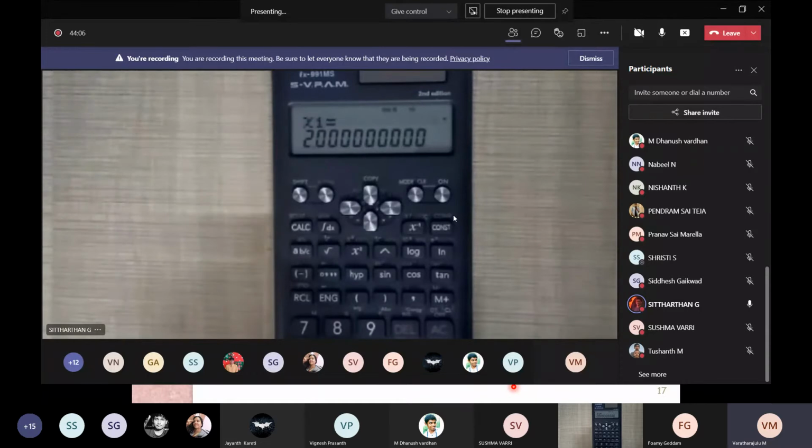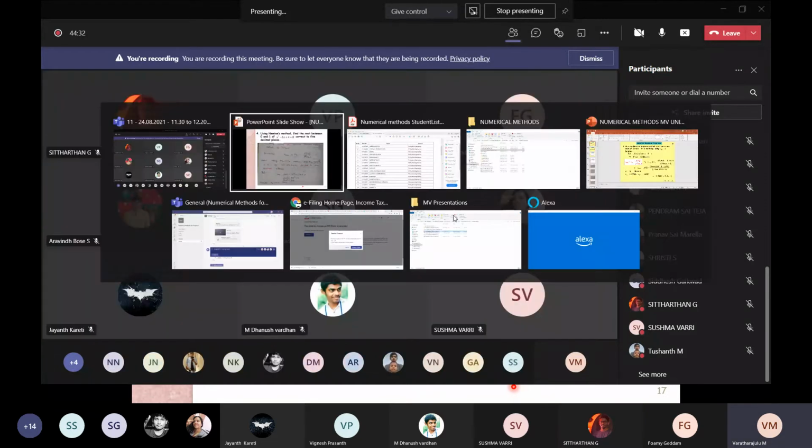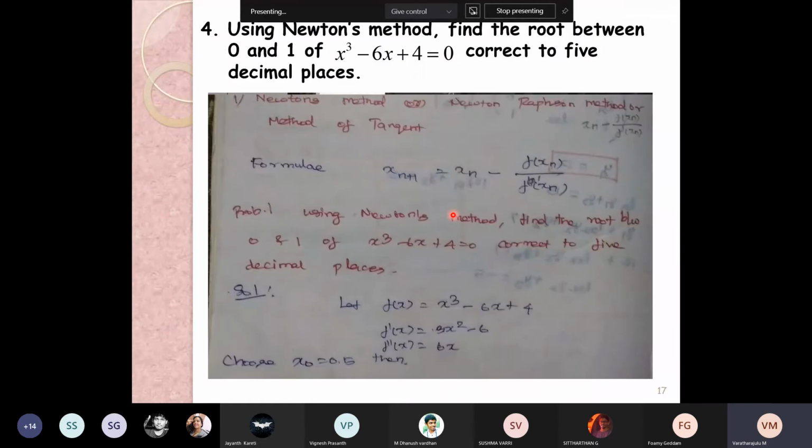Yes, that is calculating. This is your x1. Again, continue with equal to. This is your x2. Again. Yes, that's all. This is what your results are. Very good, Siddharth. Thank you for sharing the screen. Stop sharing the screen. You solve this problem 4 step by step.